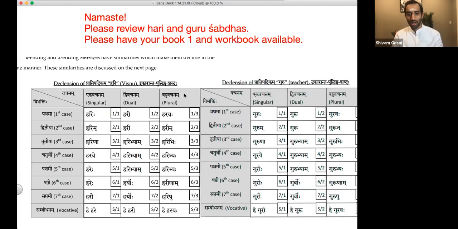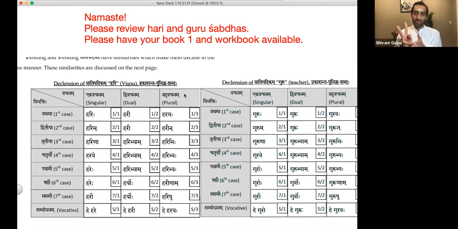So this was our warm-up for today. We were just looking at Hari and Guru Shabda. Last time in our class, we were looking at Sandhi, and we were completing our Sandhi exercises for vowel Sandhi. We're going to take a little pause from Sandhi and come back to our Pratipadikas, right? We know in Sanskrit there's only two types of words: Tingantam and Subantam. Tingantam is a verb, Subantam is a noun.